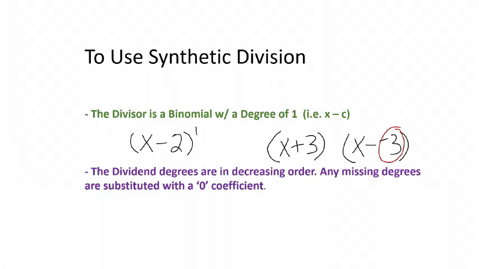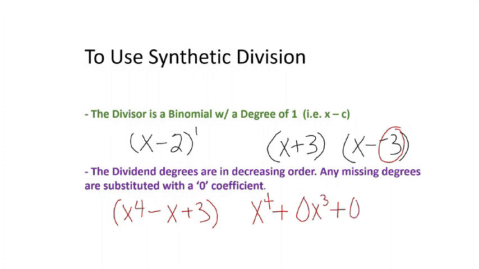Also, the dividend degrees must be in descending order, and any missing degree is substituted with a 0 coefficient. For example, if your dividend is x^4 minus x plus 3, there are certain degrees that are missing. So you would write this as x^4 plus 0x^3 plus 0x^2 minus x plus 3. This is substituting the 0 coefficient where there is not a term for the missing degrees.